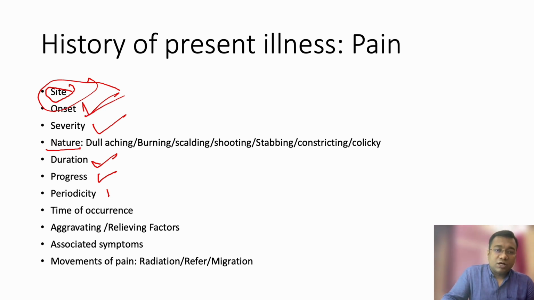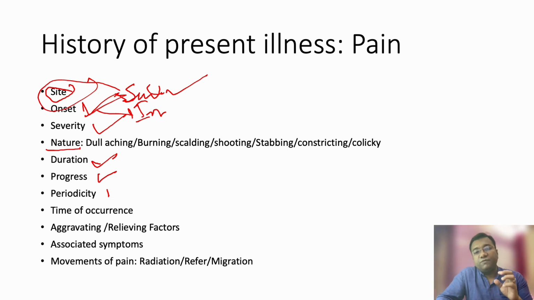Onset, how did it start? Now onset can be sudden, onset can be insidious. Sudden onset indicates that the patient feels the pain started suddenly. That means it is either traumatic or it is inflammatory. If the onset is insidious, this can be many causes, because the patient actually cannot recall when the pain started. Then the severity, is it mild, moderate or severe?